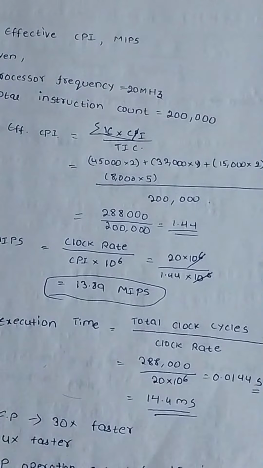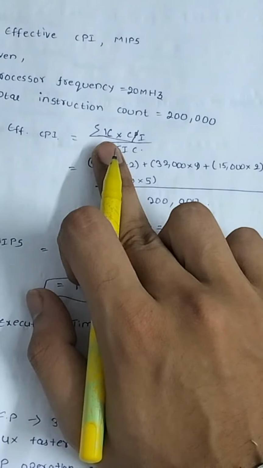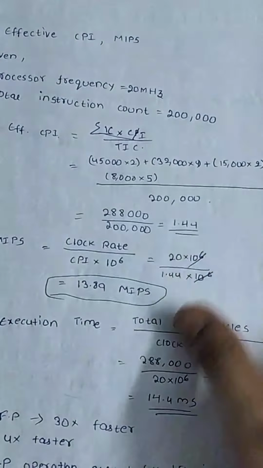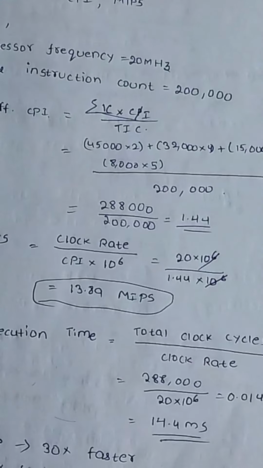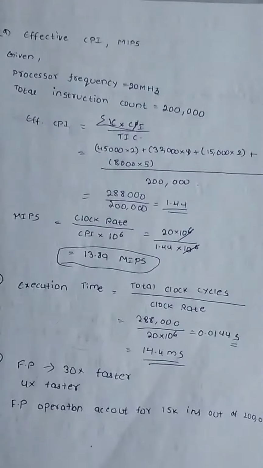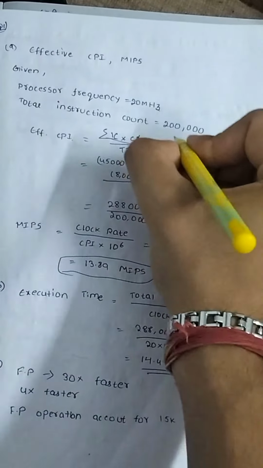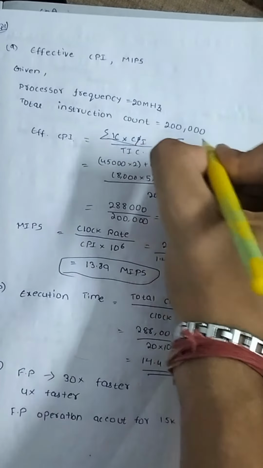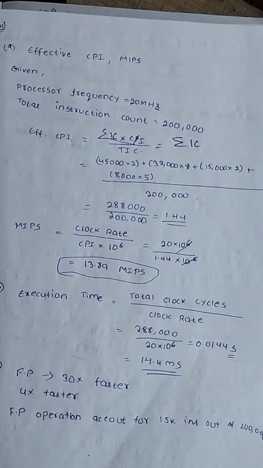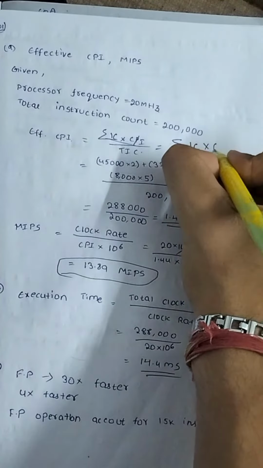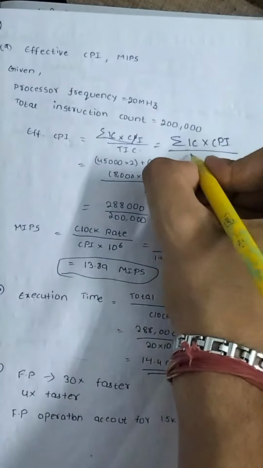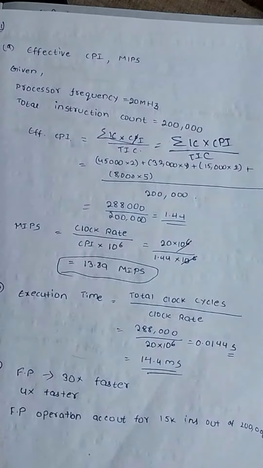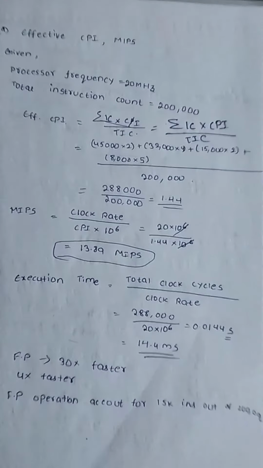Sigma IC, instruction count into cycles per instruction, is the sum of instruction count times CPI, divided by TIC, the total instruction count. Let me write it again. Is the formula clear?